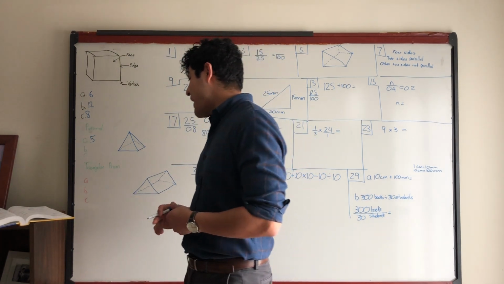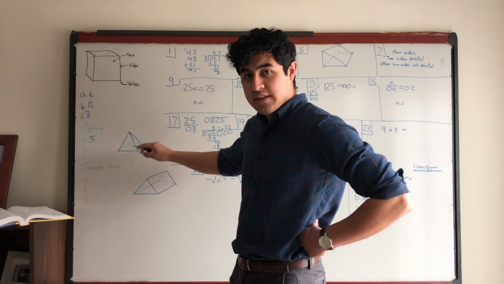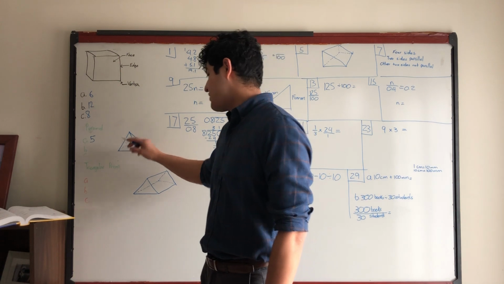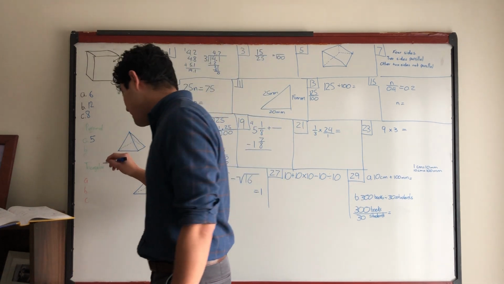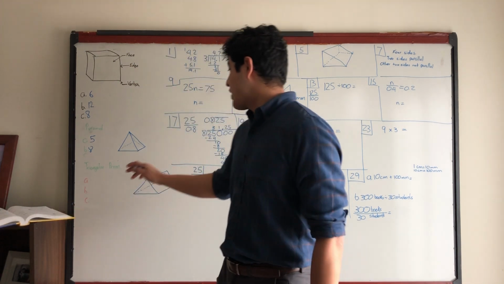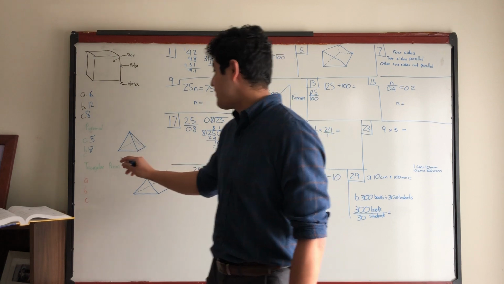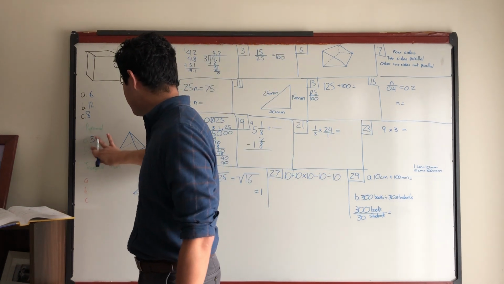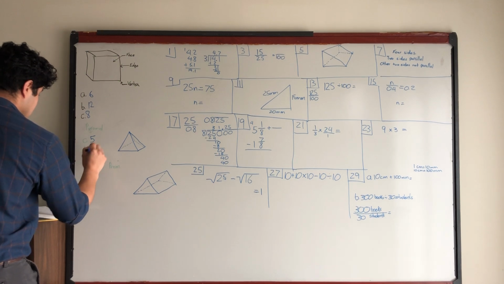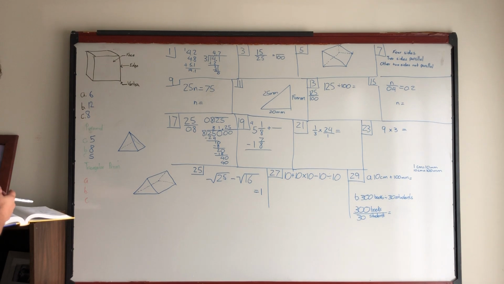Then letter B, how many edges? So we can go ahead and count them. 1, 2, 3, 4. So that's the square base. And then we count 5, 6, 7, 8. We have 8 edges. We go ahead and write that down. And then how many vertices or how many corners? 1, 2, 3, 4, and the last one, 5. Go ahead and write it over here. 8 and 5.